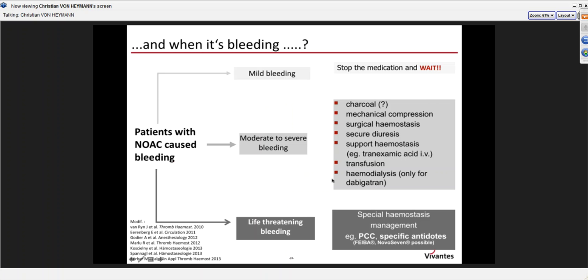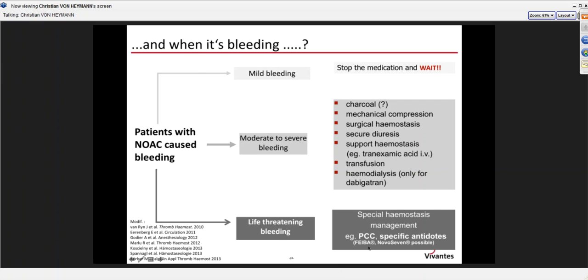But if the patient is not that stable to stand a hemodialysis, what to do then in life-threatening bleeding? And this is definitely the case for special hemostasis management. I would like to give you some data on the use of PCC, prothrombin complex concentrate, and the specific antidotes that we have on the market or that are under clinical evaluation. Just one word on activated factor concentrate for a NOAC. They are possible. There are some in vitro data that I will not show here.